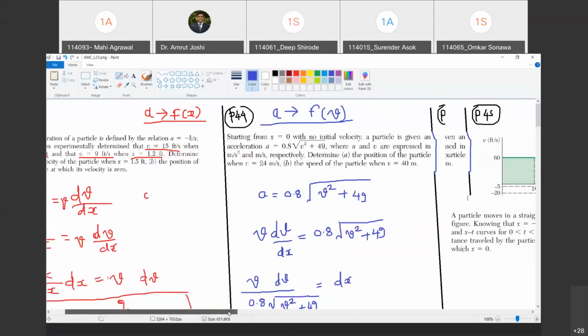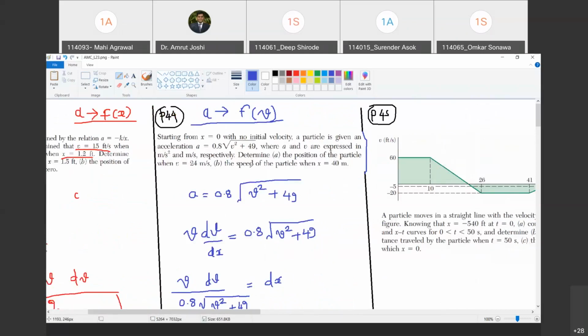Okay. Now we are going to solve this problem by a certain technique. But first, do you observe the narrative of the problem? A and v are expressed in meter per second square and meter per second respectively. Why has it been given like this, Mahi? What do you think? Why has it been specified? The system of units. Sir, to let us know that a is acceleration and v is velocity. Maybe. That's okay, but we already know that acceleration is length per second square and velocity is length per unit of time. So why has the specific unit been given?